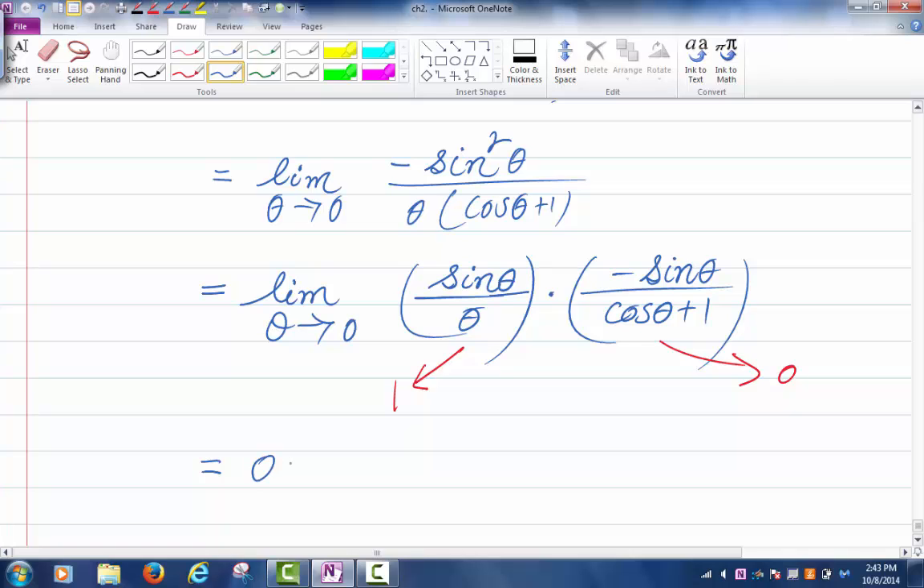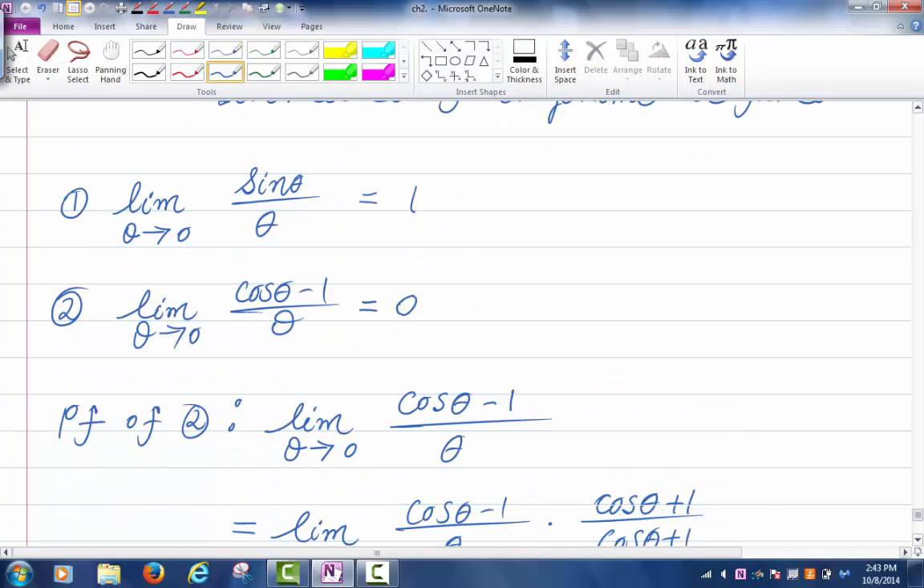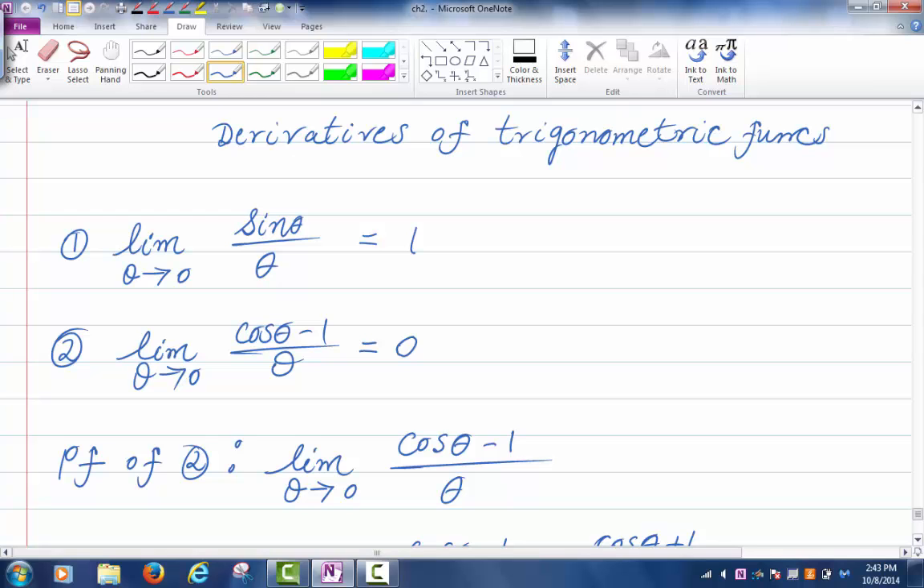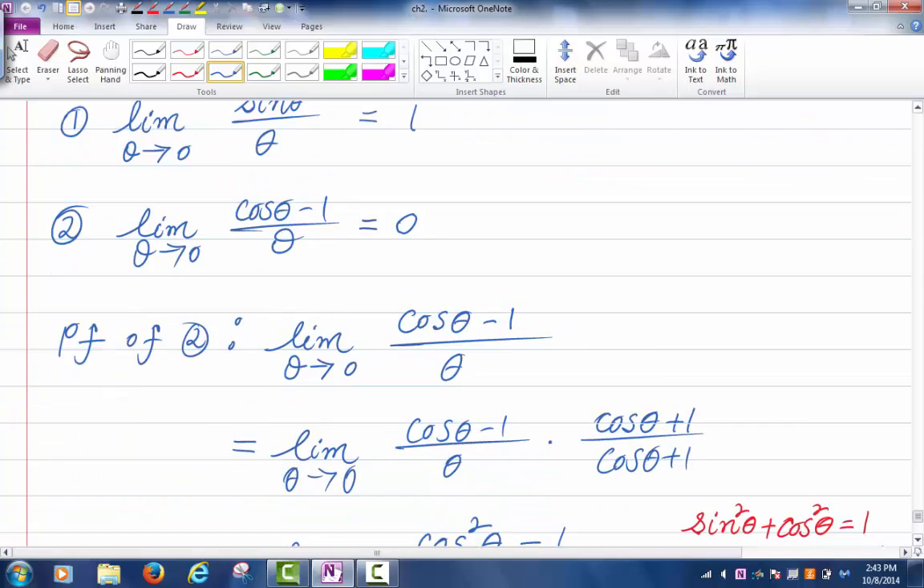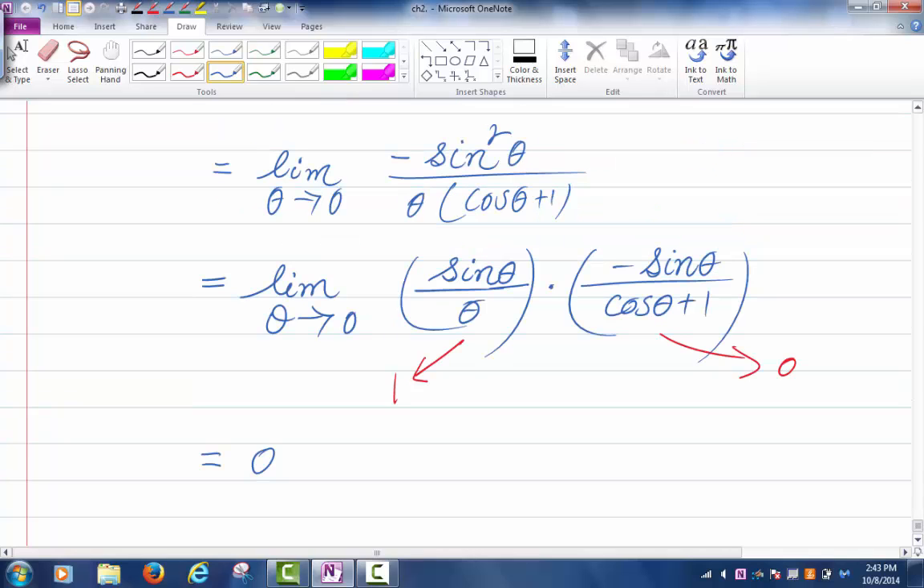Everybody's okay? So what we have justified is that the limit of cosine theta minus 1 over theta as theta goes to 0 is exactly 0. So we justified number 2. Is everybody okay? Do you need time to write it down? Anyone needs time to write it down?